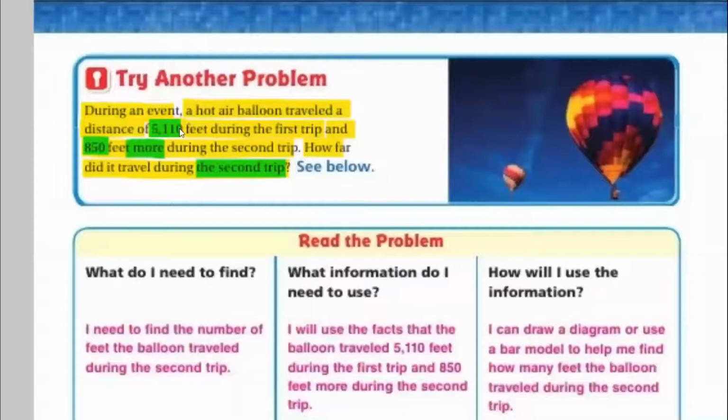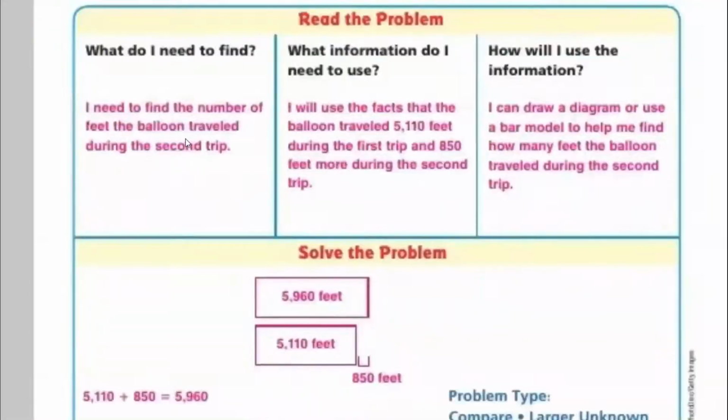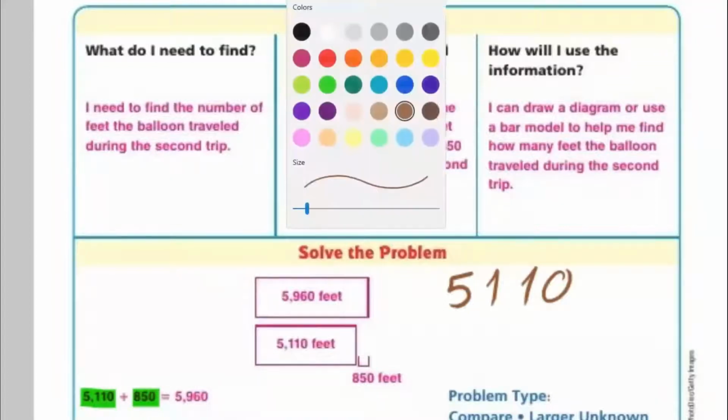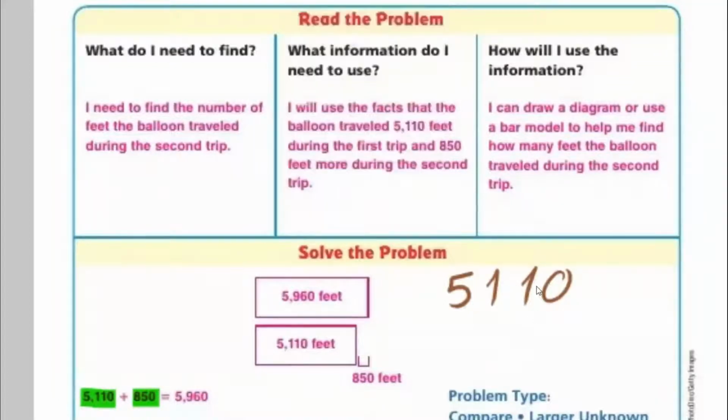So you have to add 5,110 to 850. Let's model it here. First step, you have to write our number here. The first number, 5,110. Let's divide our number like that.